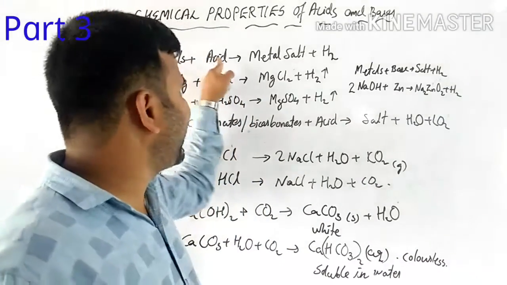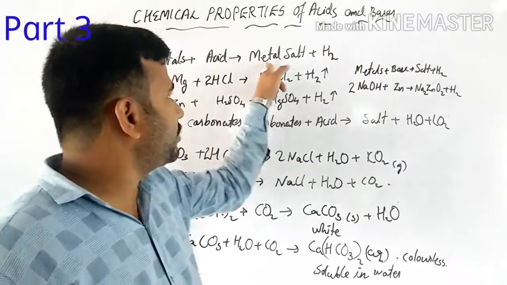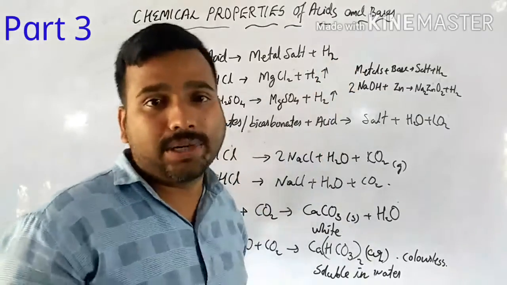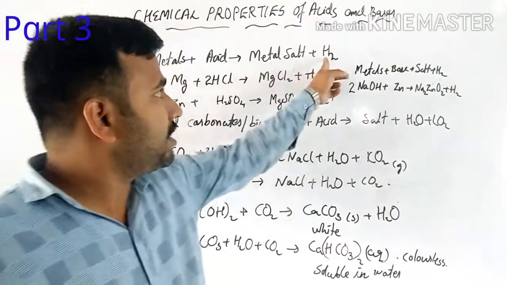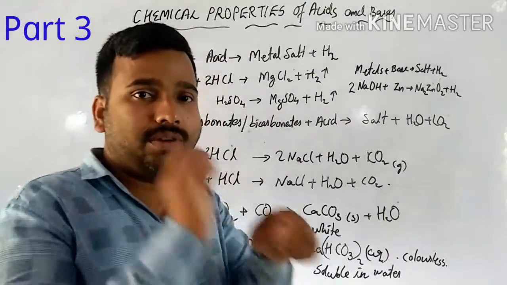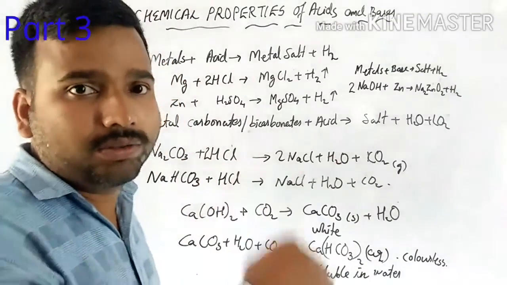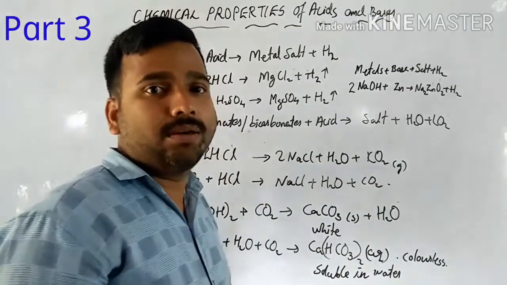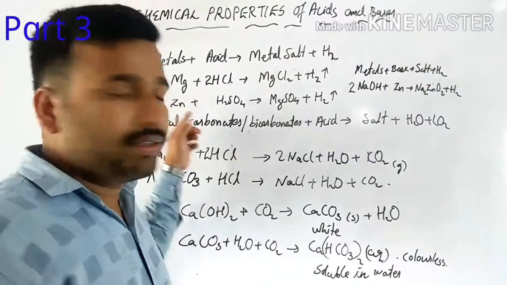When metals react with acid, metal plus acid reacts to give metal salt and liberates hydrogen gas. This hydrogen gas we can test by bringing a burning matchstick near the mouth of the test tube, and it will burn with a pop sound. We will see that later.